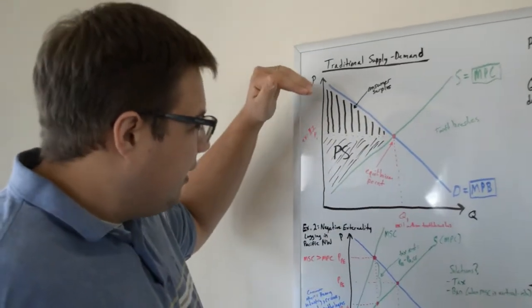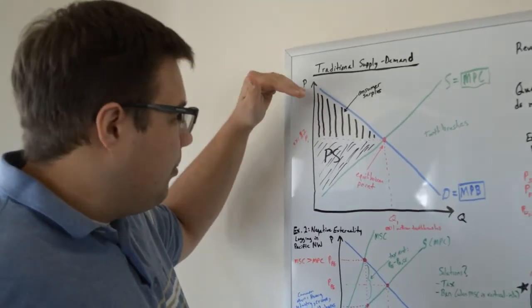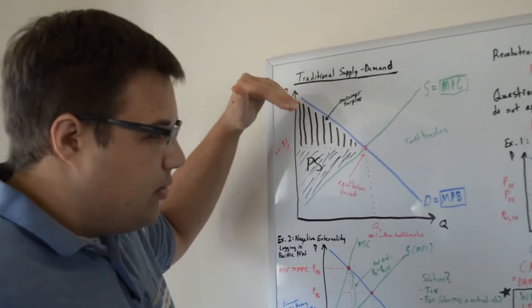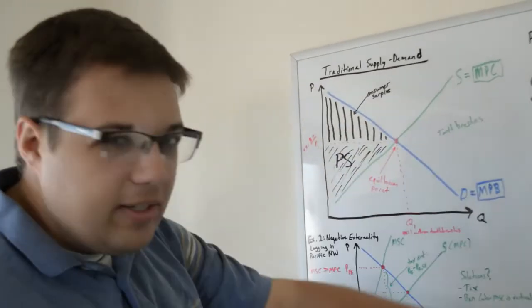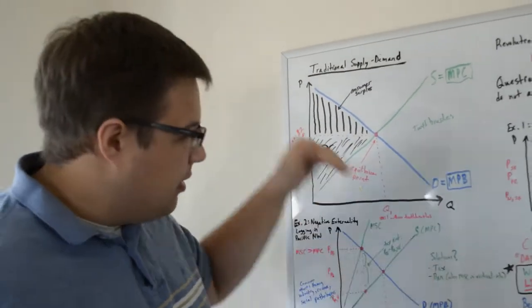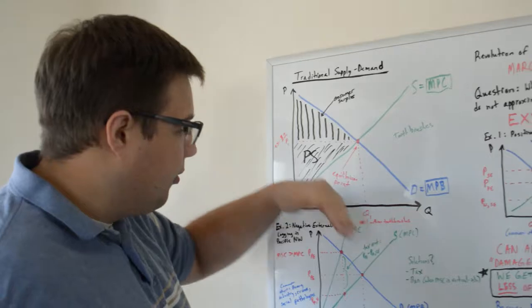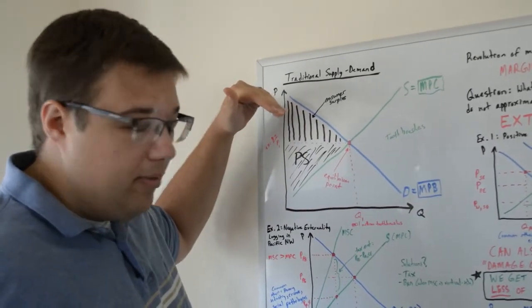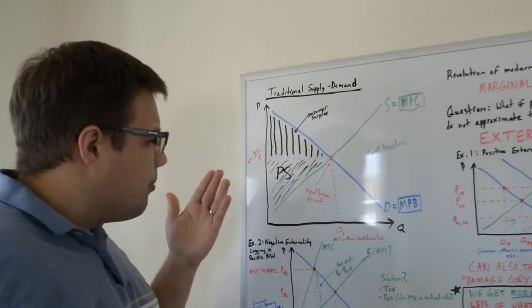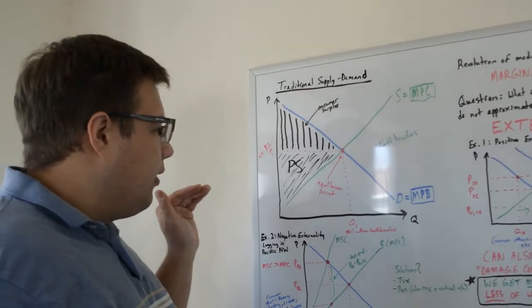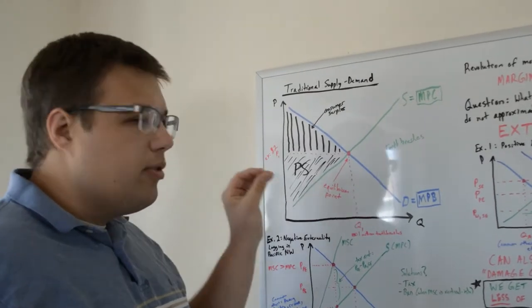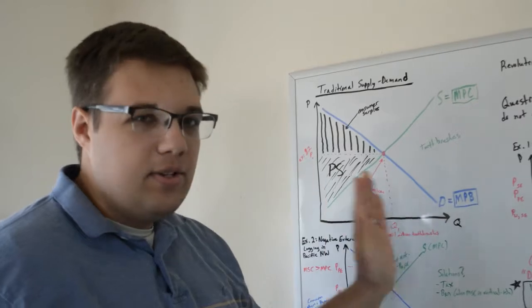And most goods are like that. If you think about oranges or apples or whatever, your first one brings you a lot of utility. By the time you get to 10 apples, you're tired of apples, right? So the amount you're willing to pay for number 10 is way lower than what you're willing to pay for number 1.